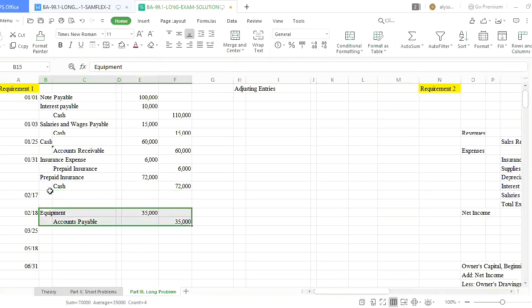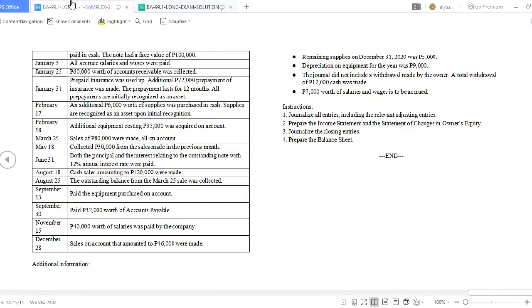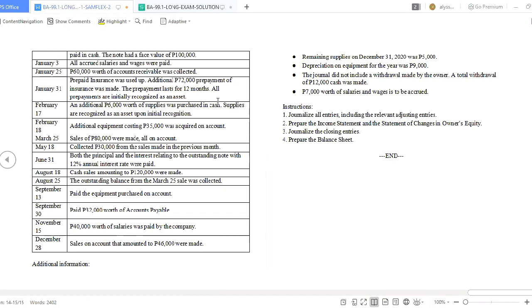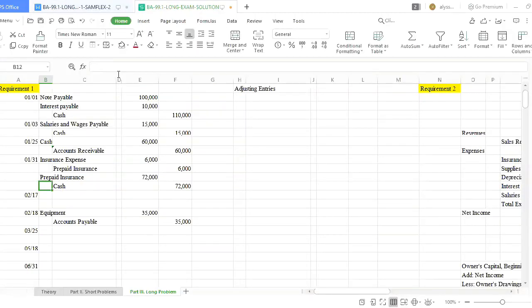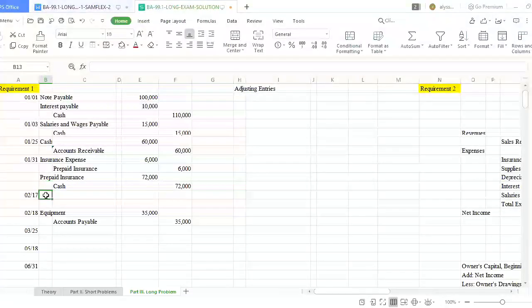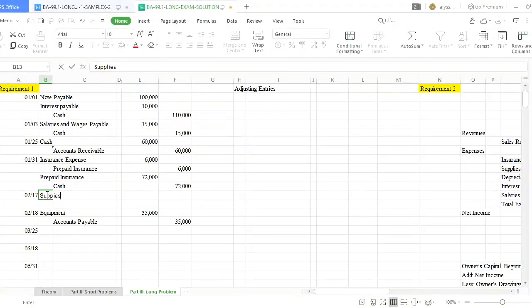On February 17, an additional 6,000 worth of supplies was purchased in cash. Supplies are initially recognized as an asset. So debit supplies, and then credit cash for 6,000.